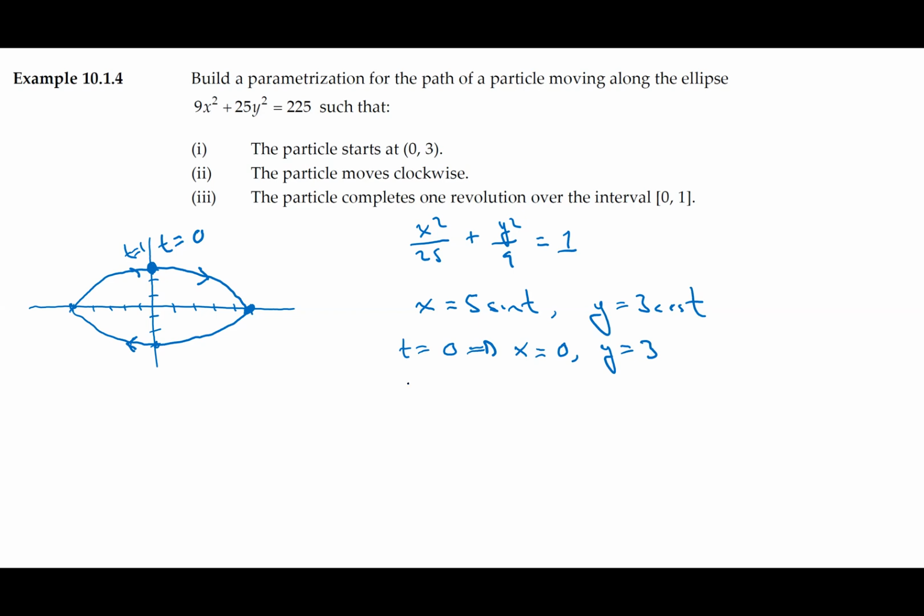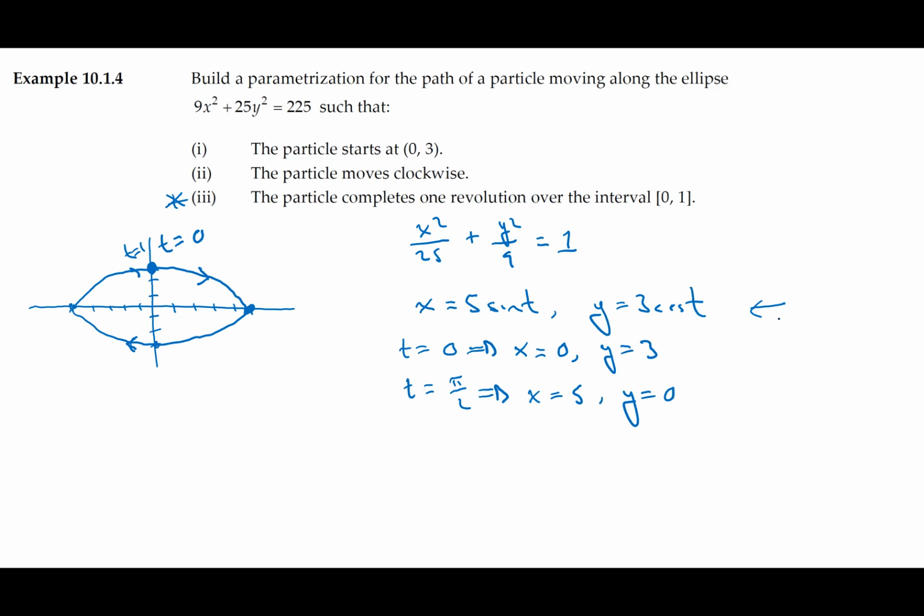And then let's check at a later point. Let's say pi halves. Okay, so at pi halves, x will be 5. Oh, and y will be 0. That takes me to here. Okay, so I'm going in the right direction. Are we good? Well, there's that little issue. If I use the parameterization I have here, it's going to take me 2 pi to return to where I started, right? 1 revolution, 2 pi.